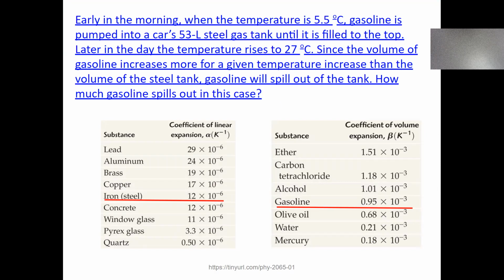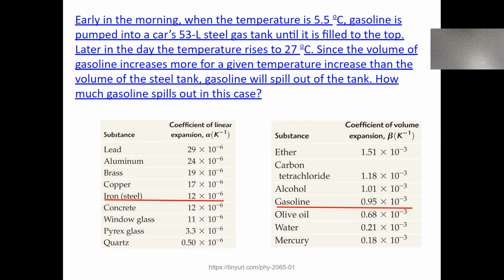It says early in the morning when the temperature is 5.5 degrees Celsius, gasoline is pumped into a car's 53 liter steel gas tank until it fills to the top. Later in the day, the temperature rises to 27 degrees Celsius. Since the volume of gasoline increases more for the given temperature increase than the volume of the steel tank, gasoline will spill out of the tank. How much gasoline spills out of the tank?